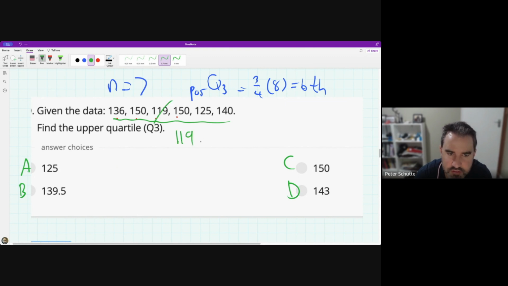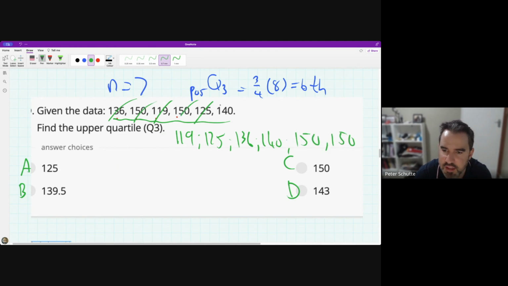Let's see. 119 is the smallest. Then it's 125. Then it's 136. Then it's 140. Then it's 150. Then it's 150. And then 1, 2, 3, 4, 5, 6. Oh, I've calculated this wrong. N is not 7, N is 6. In which case, this is going to be a fraction. So I made a bit of a boo-boo there.